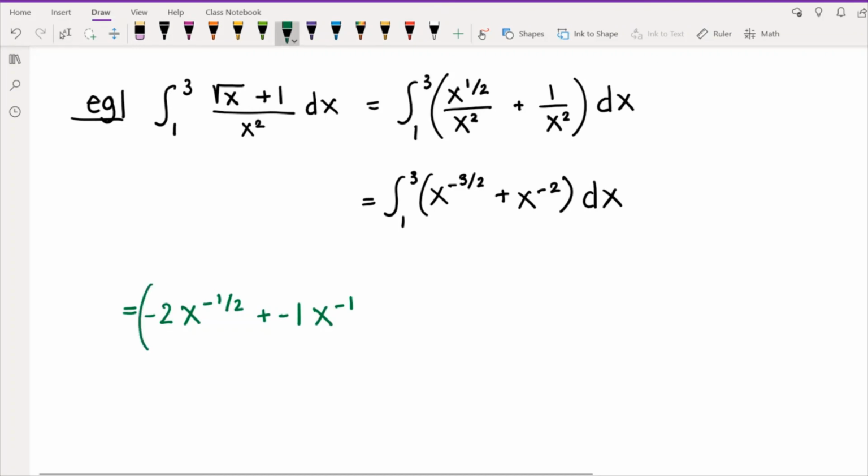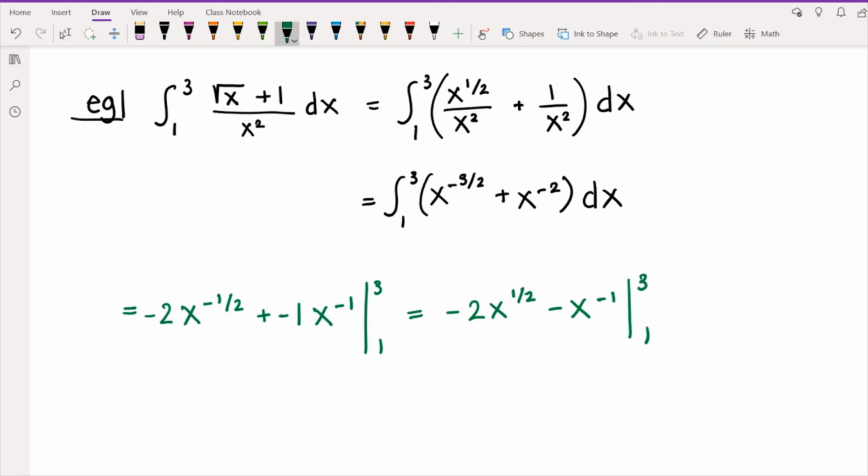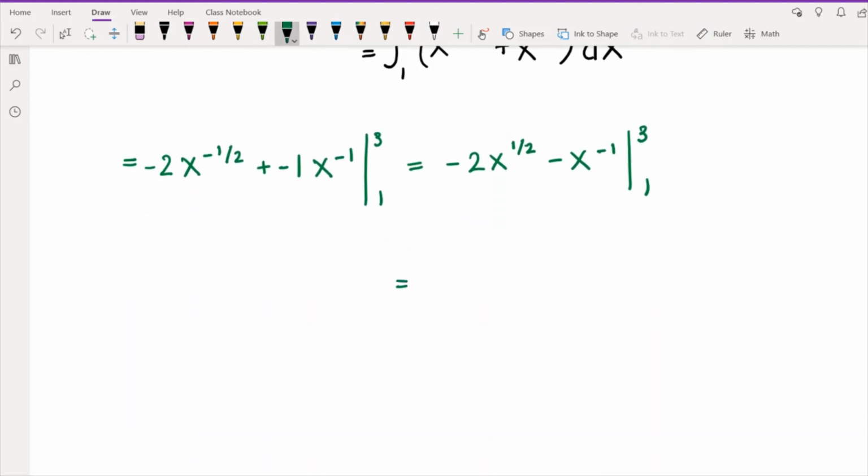Then we're going to evaluate this whole thing at 3 and at 1. But let me just write this a little bit nicer. We have -2 x to the 1/2 minus x to the -1, and we're evaluating that at 3 and at 1. So what is this going to look like? This is where the fractions are going to come in. When we plug in 3, we get -2 times the square root of 3, and then minus, if we plug in 3 for x here, 1 over 3.